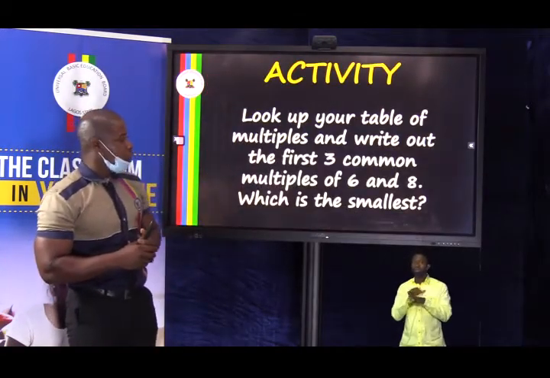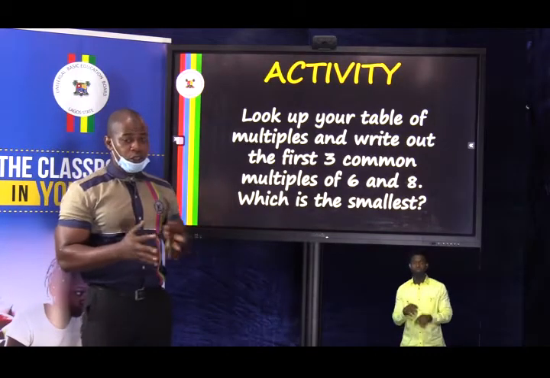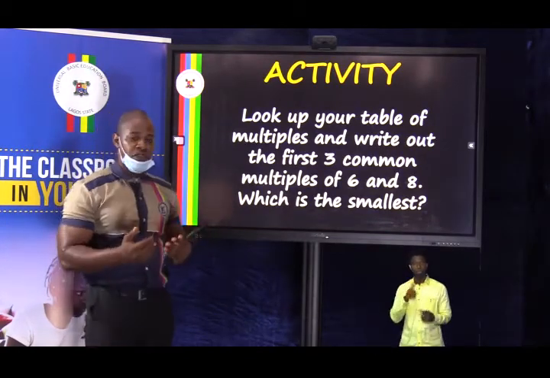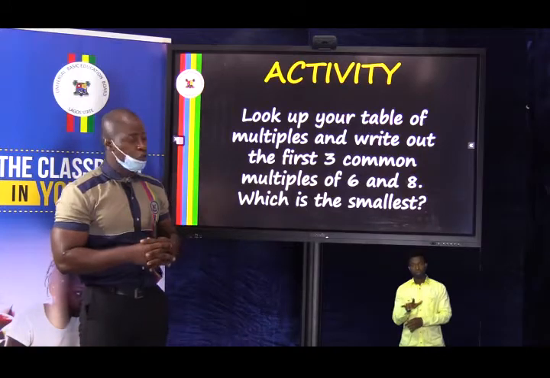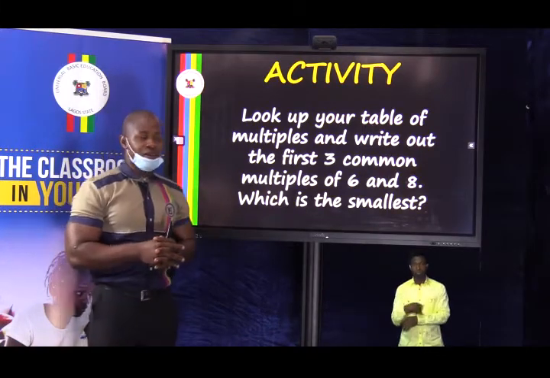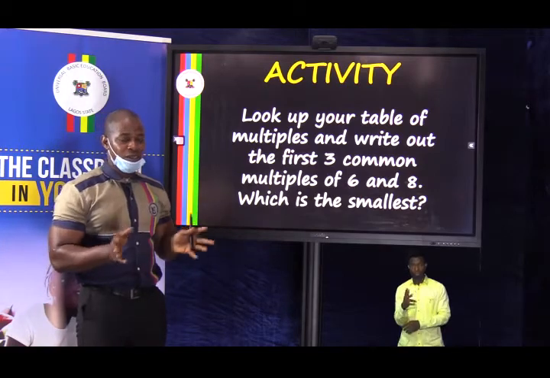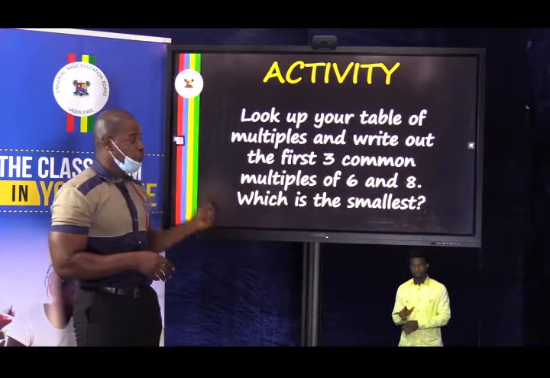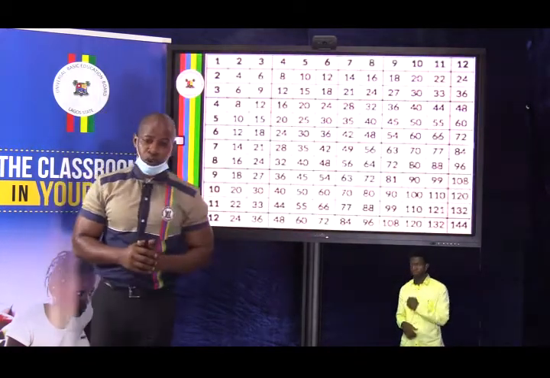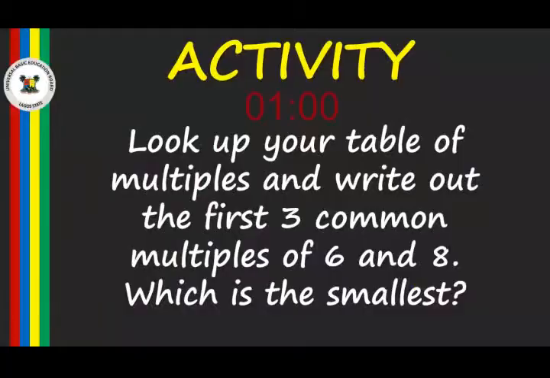Now I want you to look at your table of multiples, your multiplication table. You have to find the first 3 common multiples of 6 and 8. Check your table of multiples. I'll display mine in case you do not have it. You have 1 minute. Begin.